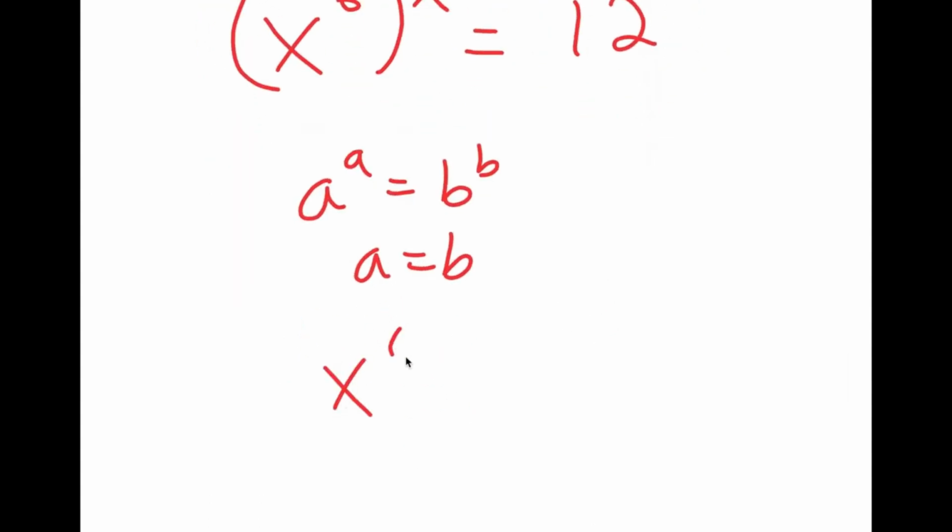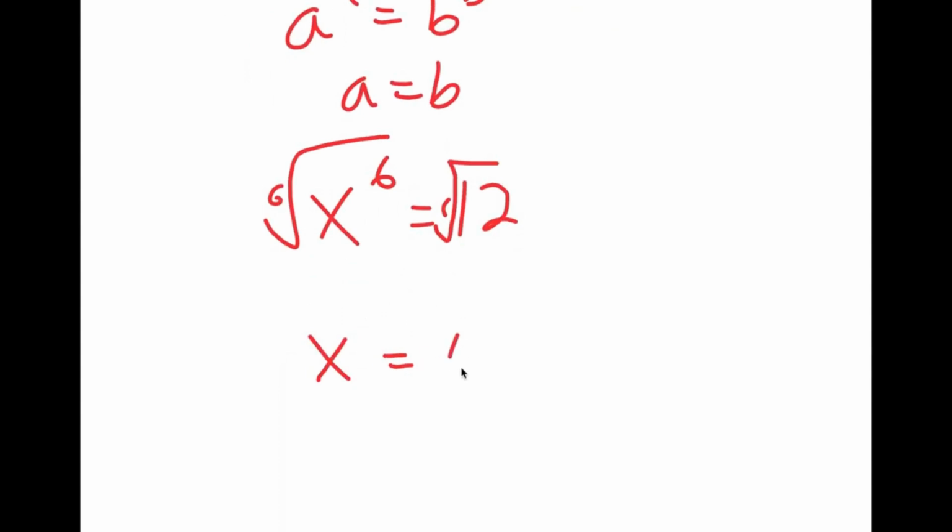So in this case, x to the power of 6 is equal to 12, and if I take the 6th root on both sides, I get x is equal to the 6th root of 12, and this is positive or negative.